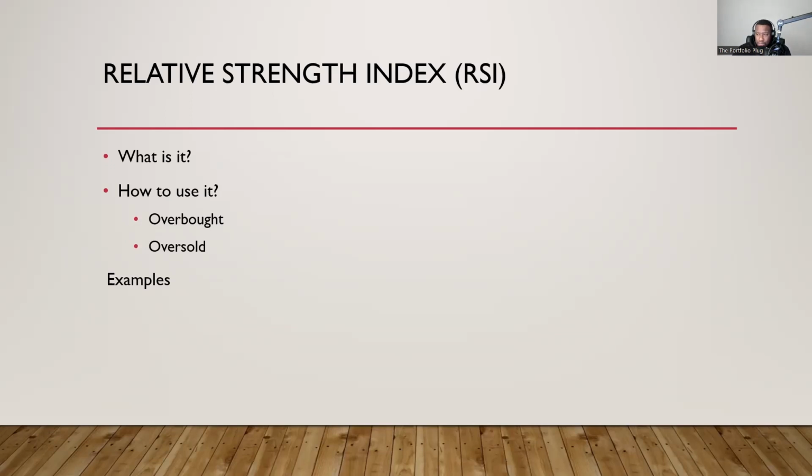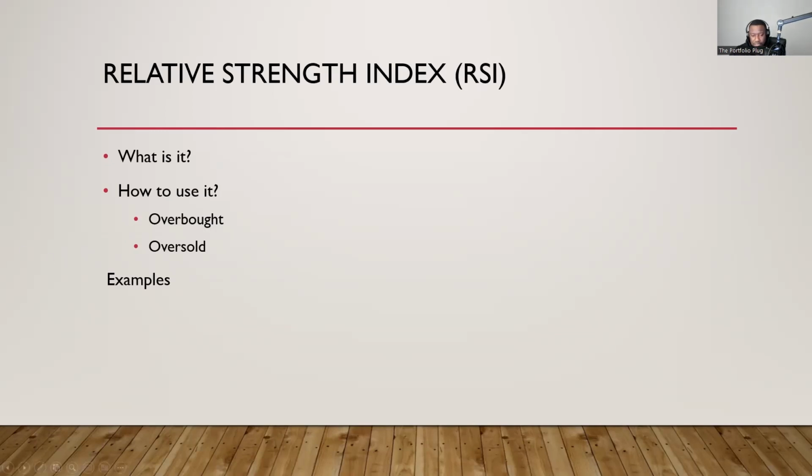So I like to use it anytime that it crosses above 70. That means it's overbought, so prepare for a move to the downside. Below 30, that's oversold, which means prepare for a move to the upside. So it's a change in direction, a change in the price action.